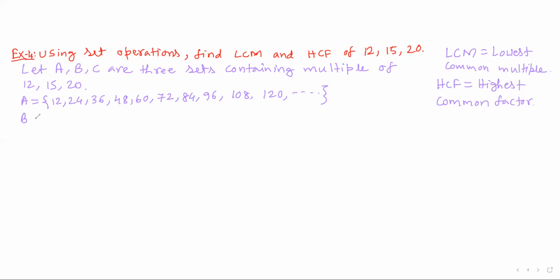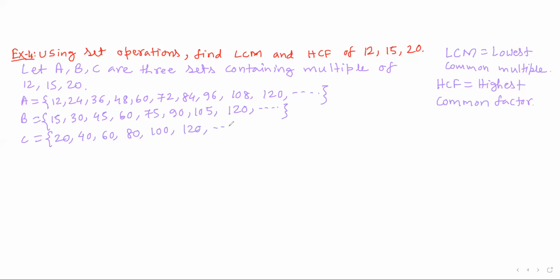12. Now B set is equals to, this will contain multiple of 15, that is 15, 30, 45, then 60, then 75, then 90, then 105, then 120, comma dot dot. Similarly, C set contain multiple of 20, that is 20, 40, 60, 80, 100, 120, comma dot dot.